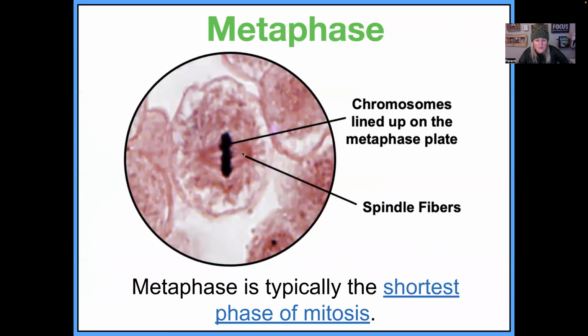So here is a real animal cell with metaphase going on. And you may or may not have remembered seeing this in the root tip that I showed on the large microscope. Chromosomes line up on the metaphase plate. It's typically the shortest phase of mitosis.